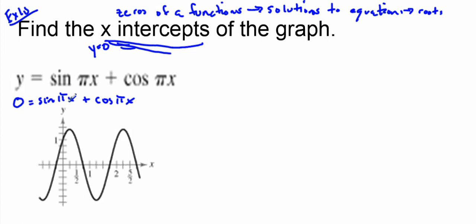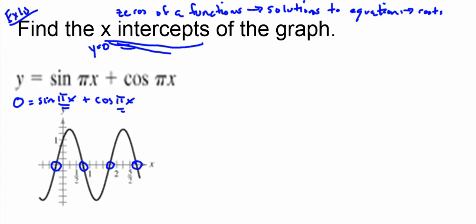Now, to do this, I don't really look at pi. We're going to use this to solve, and we're going to look at this graph right here, and notice where our zeros are. So we have one here, here, here, and here. So we're going to have 4 different solutions that we're looking for.